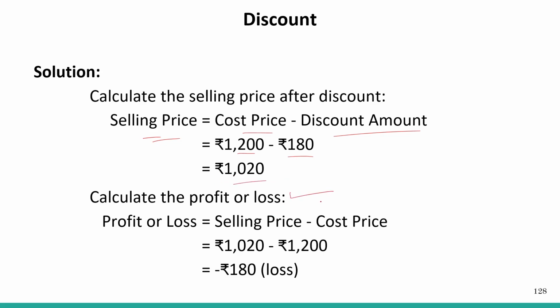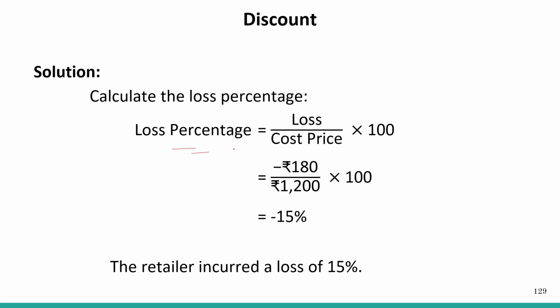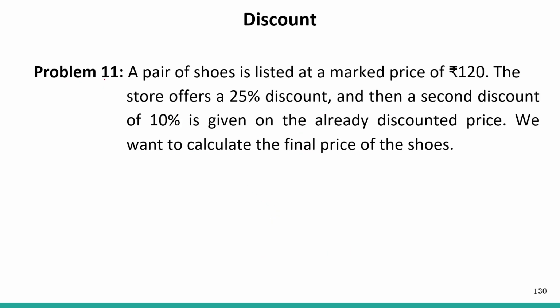So calculating the profit or loss. Profit or loss is equal to selling price minus cost price, which is 1020 minus 1200, that is minus 180. So this is a loss. So loss percentage, how is it calculated? Loss by cost price into 100, right? So minus 180 will be under modulus sign. Okay, because when it is loss, we take CP minus SP, right? So it will be 15%. Okay, 15% loss. So the retailer incurred a loss of 15%. So let's see problem number 11.